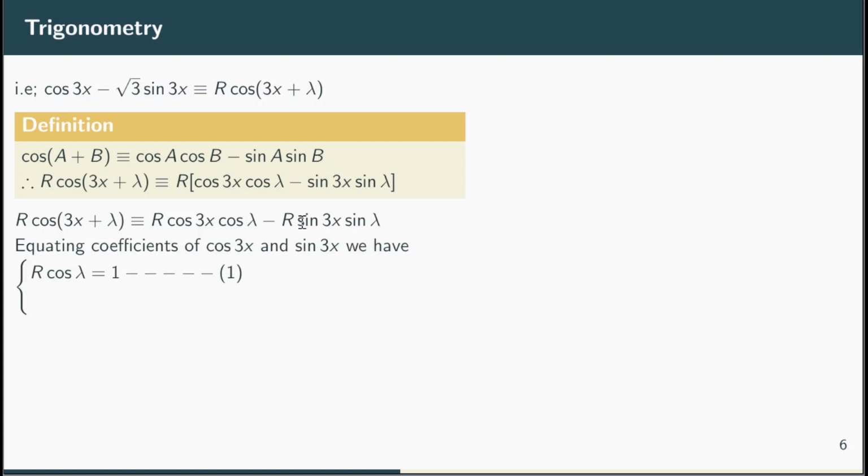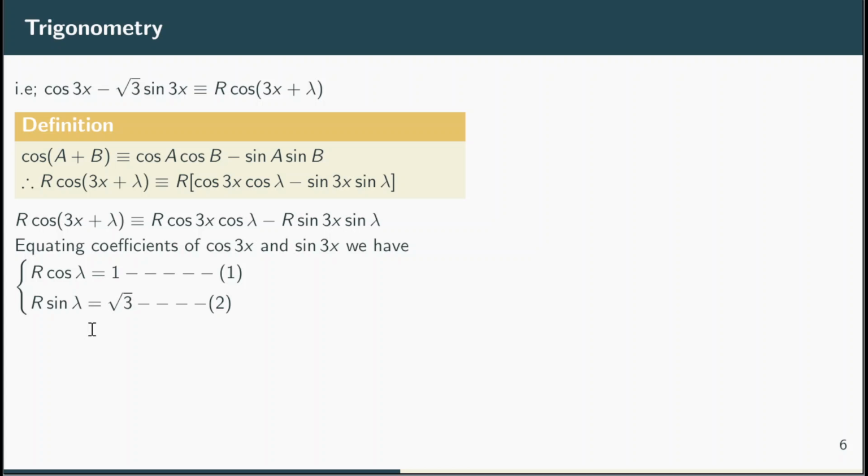Likewise, the coefficient of sin 3x on the right hand side is r sin lambda, and the coefficient of sin 3x on the left hand side is root 3. Notice that the negative signs cancel each other out. So I have the equation r sin lambda equals root 3. At this point, I can go ahead and solve it. I have to put my knowledge of algebra and trigonometry to bear in order to solve this particular simultaneous equation.